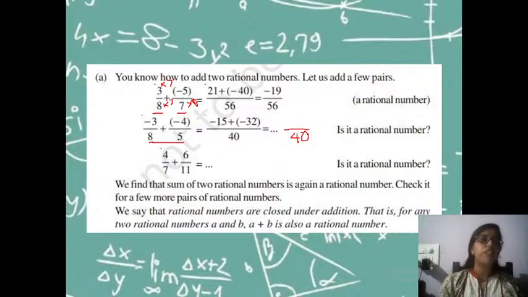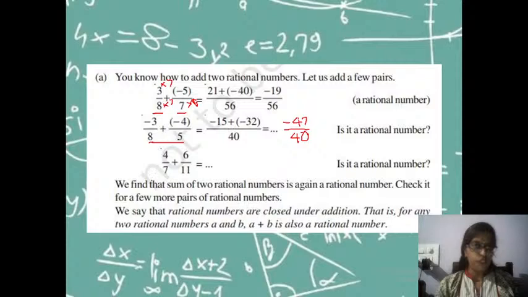Okay, 40. So here minus 15 and minus 32. Plus into minus is minus. If both have the same sign, we will be adding them up. So that will be 47. Yes, it is a rational number. So it is in the minus sign. So it is a rational number.